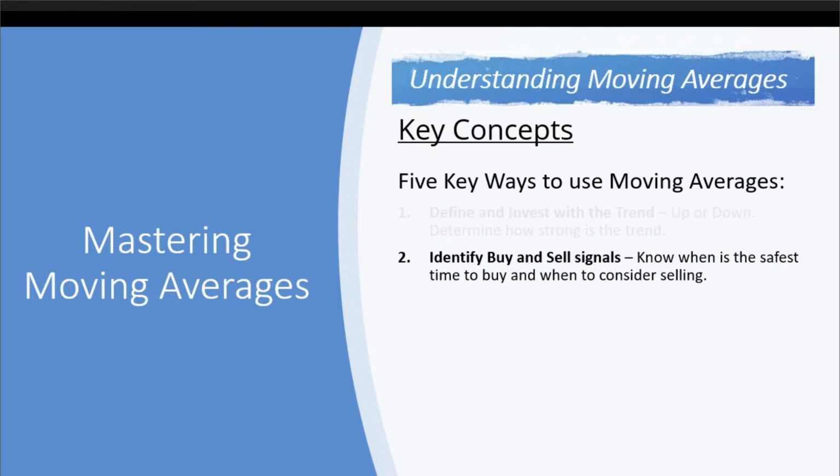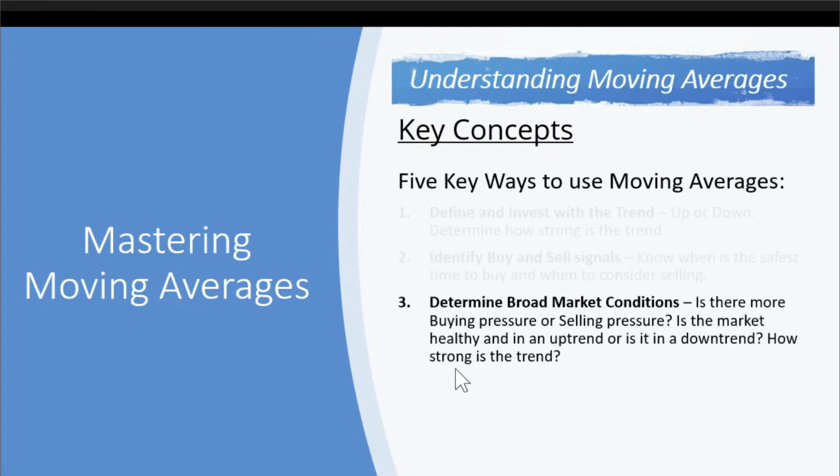You can also combine moving averages to identify buy and sell signals. So with moving average crossovers, instead of price crossing above or below a moving average, you're having another moving average, a shorter-term moving average, crossing above or below a longer-term moving average. That's giving you buy and sell signals.